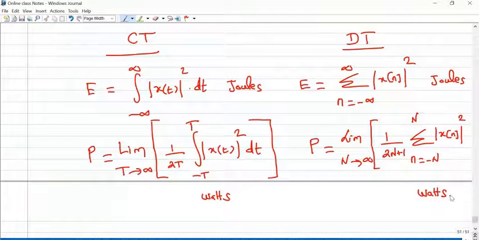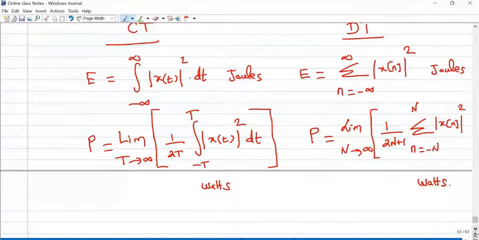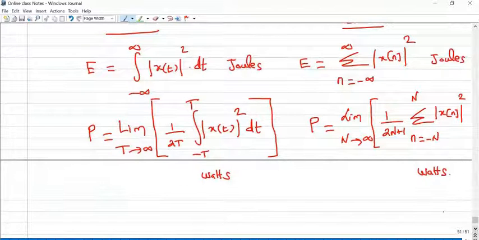Okay. So first remember the formula. How to find the energy of a continuous time signal, power of a continuous time signal, energy of the discrete time signal, and power of the discrete time signal.